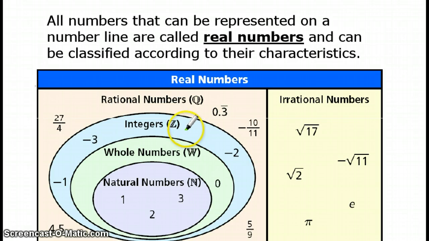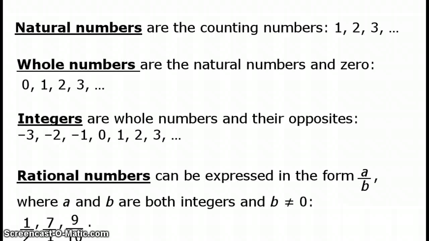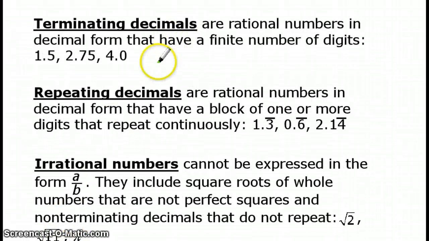Well, the final category is probably the most complex, and that's rational numbers. Those are all numbers that don't fit into the natural, whole number, and integer category, and they don't fit into the irrational numbers. So let's take a look at their requirements. A rational number can be expressed in the form a over b. In other words, it can be written as a fraction: 1 over 2, 7 over 1, 9 over 10, or it can be written as a terminating decimal. In other words, the decimal ends.